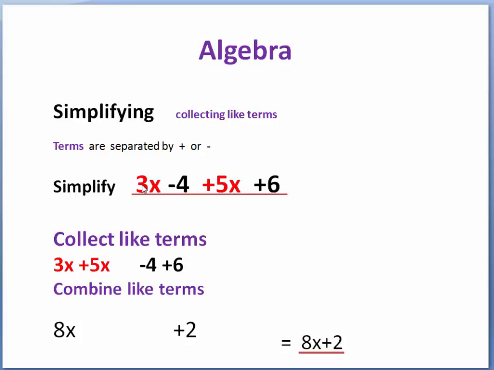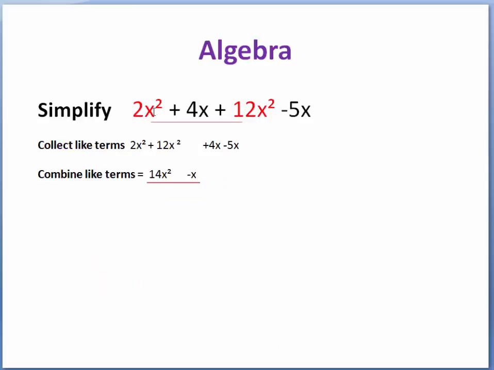Then we collect the like terms. We'd collect the 3x plus 5x, then collect the minus 4 and the plus 6. Then we combine the like terms, so 3x plus 5x is 8x, minus 4 plus 6 is plus 2, and we get 8x plus 2.